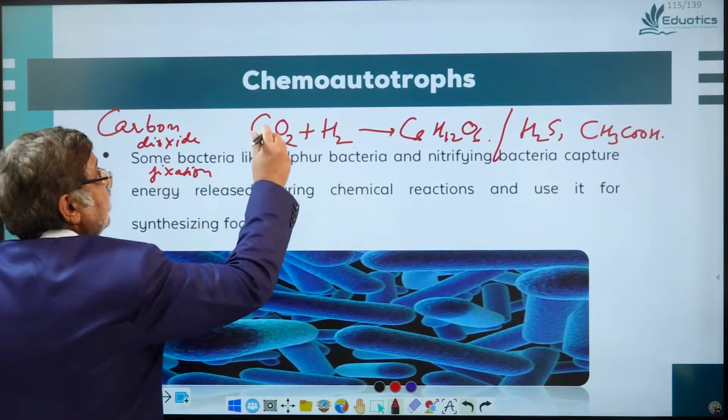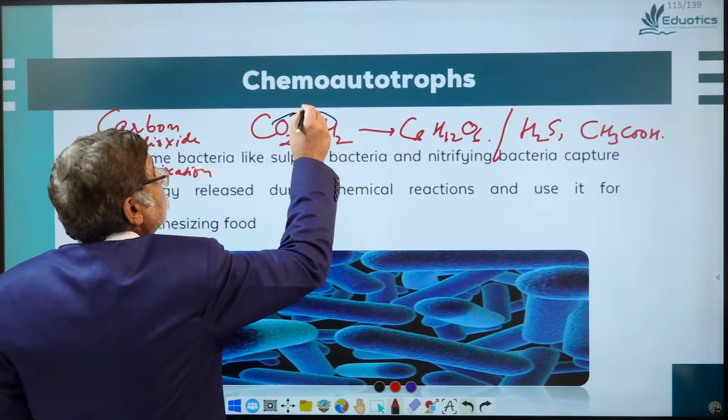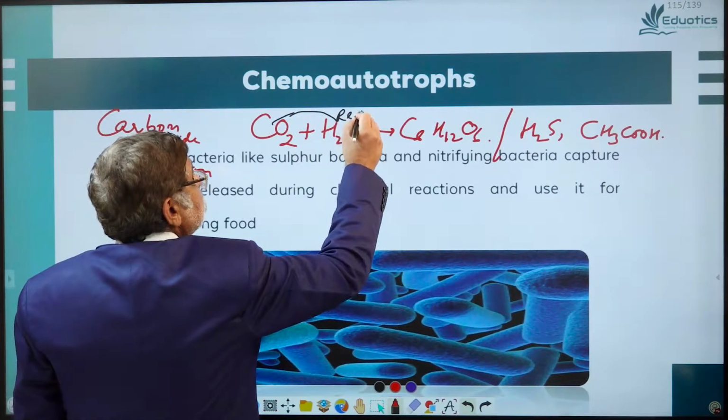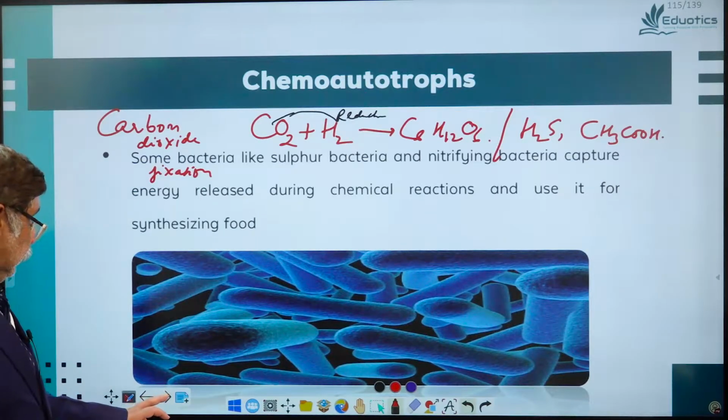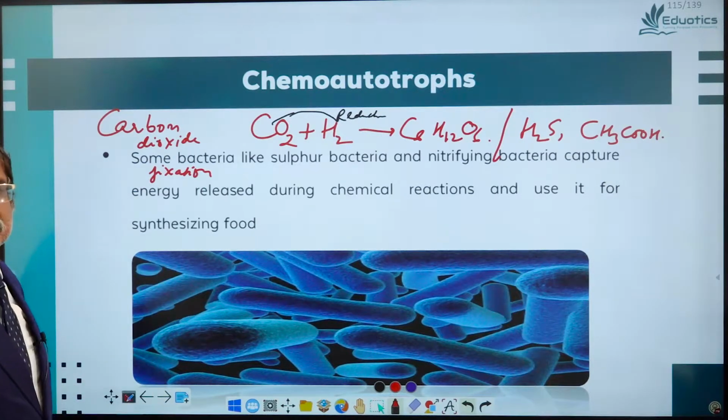Another term used is carbon dioxide reduction. So they are using chemical energy to synthesize their food.